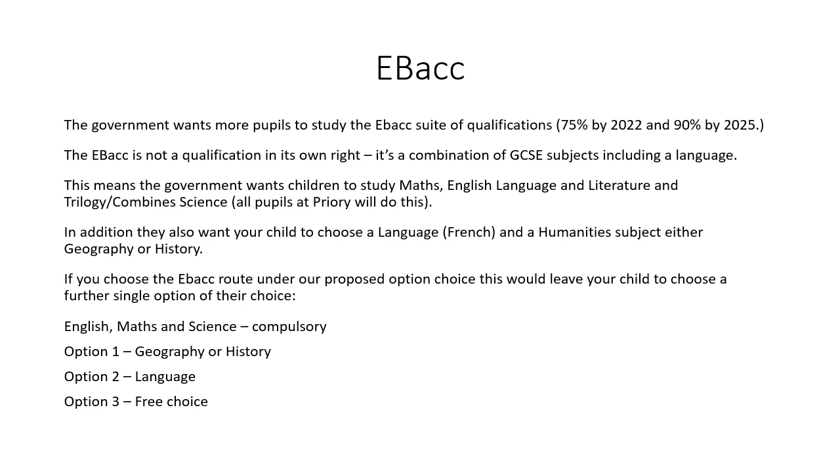This is not compulsory and is something the government wants 75% of students to achieve by 2022, rising to 90% by 2025. Under our options programme, this would mean every student would do English, Maths and Science. These are compulsory subjects. In option group 1 they can choose geography or history. In option group 2 they would choose French, but this would only then leave them one free option for the rest of Year 10 and Year 11.